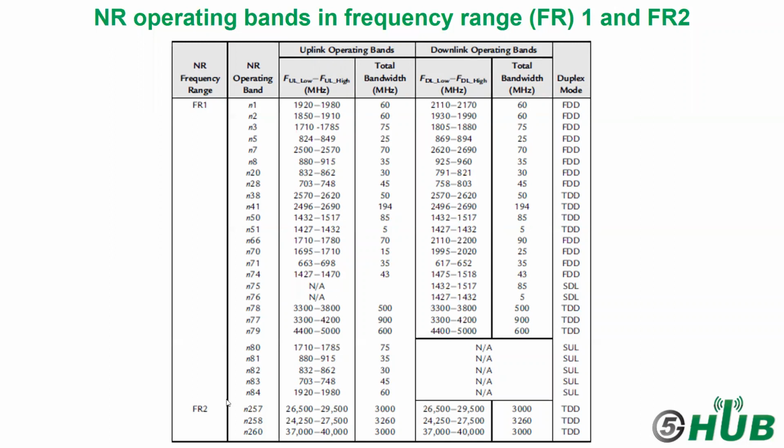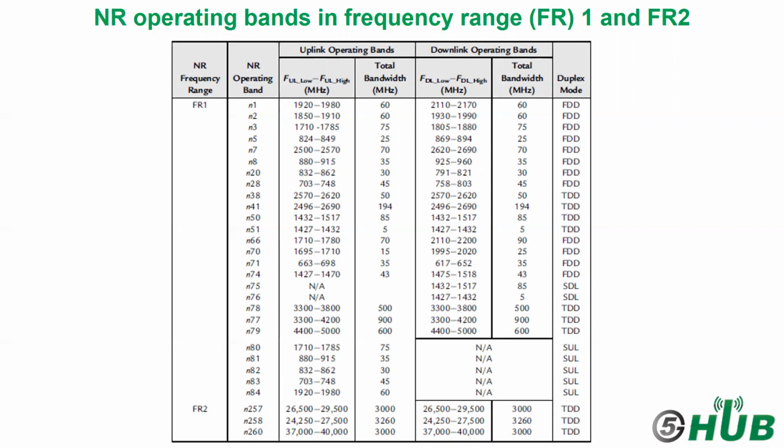In each band, the new radio may operate in either FDD or TDD duplex mode. Also, a band may be supplementary downlink or supplementary uplink, used to provide additional capacity in the respective direction.